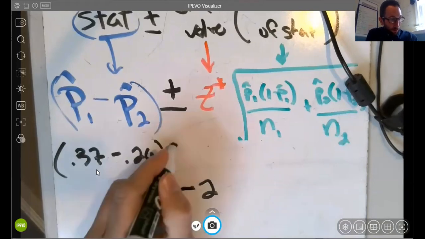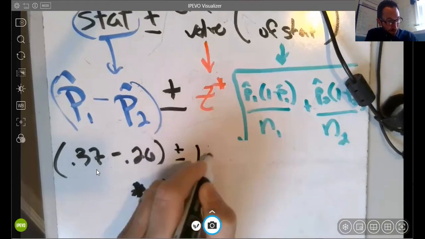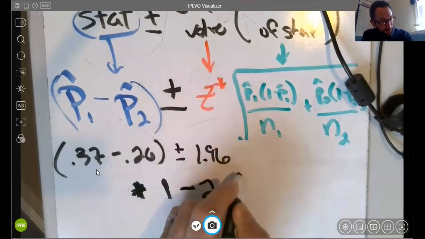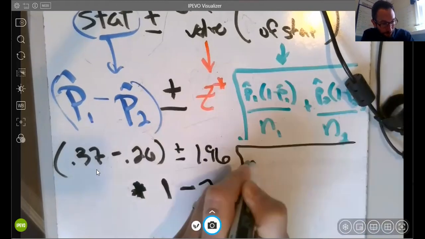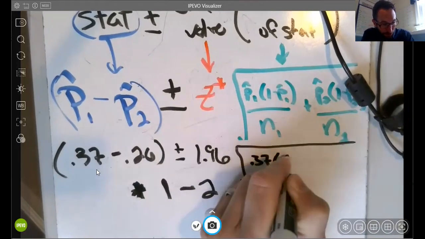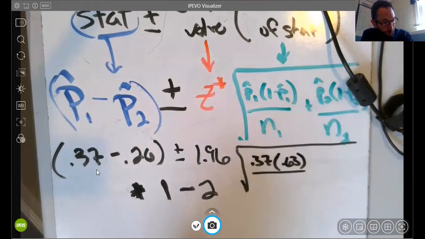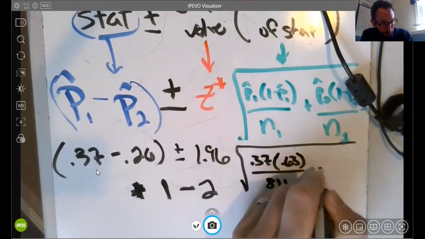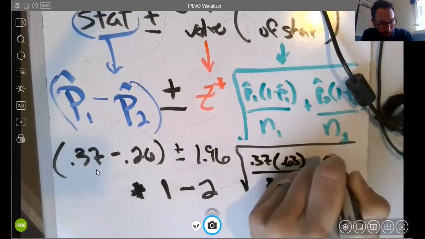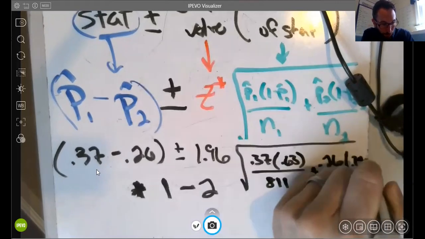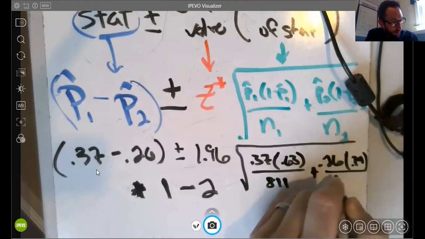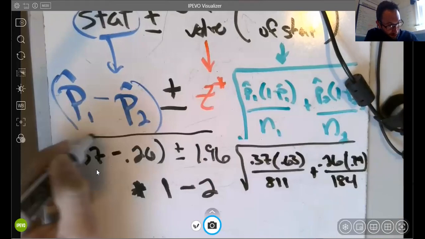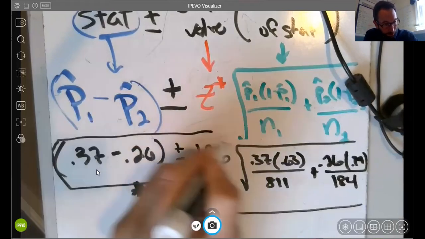So I got p hat 1 minus p hat 2. We're using 95%, so that's going to be 1.96. And then I got 0.37. I could write 1 minus 0.37 or 0.63. That's easy enough, over 811, plus 0.26. 1 minus 0.26 is 0.74, all over 184. And I'm not going to do it because I already know the final answer.